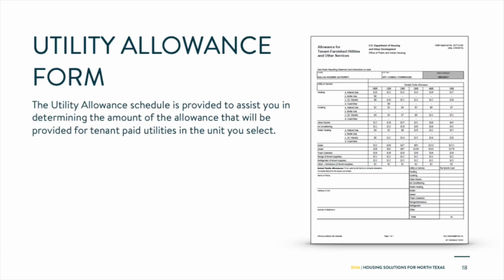The utility allowance schedule represents an estimated cost of utilities. The allowance reduces your tenant rent amount. The utility allowance is not intended to reimburse households for their actual utility expense.